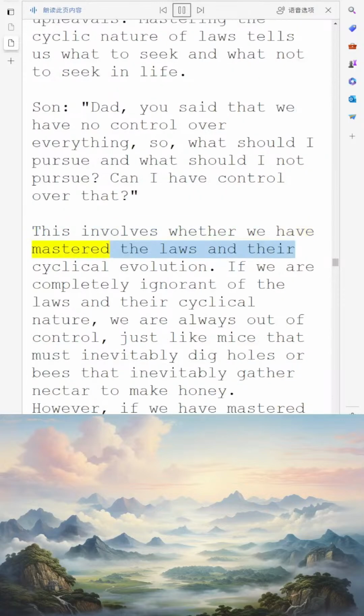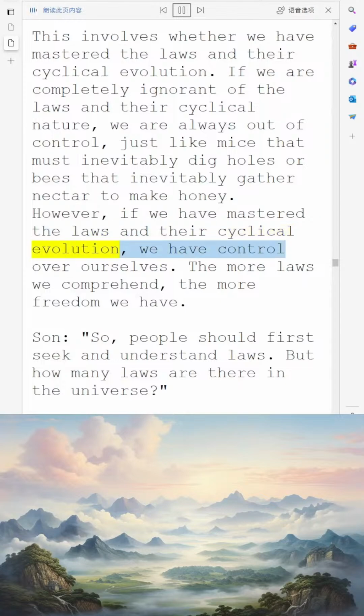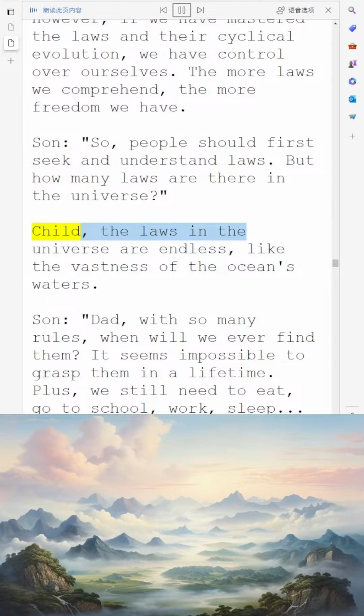Father: This involves whether we have mastered the laws and their cyclical evolution. If we are completely ignorant of the laws and their cyclical nature, we are always out of control, just like mice that must inevitably dig holes or bees that inevitably gather nectar to make honey. However, if we have mastered the laws and their cyclical evolution, we have control over ourselves. The more laws we comprehend, the more freedom we have. Son: So, people should first seek and understand laws. But how many laws are there in the universe? Father: Child, the laws in the universe are endless, like the vastness of the ocean's waters.